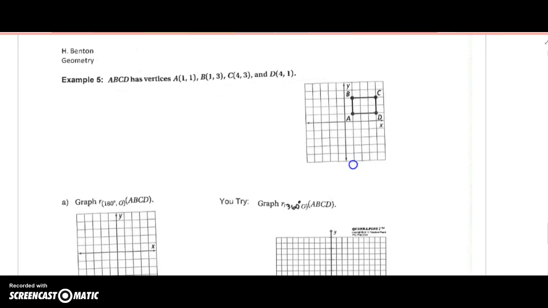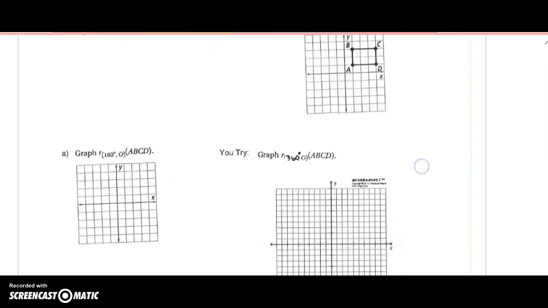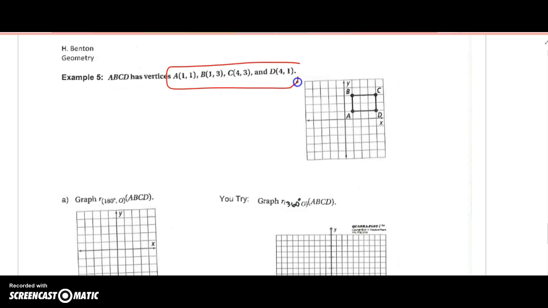So let's look here at example 5. We have shape ABCD as a rectangle. There are our vertices given to us. And we have two different ways we're going to rotate. So if we're going to rotate 180 degrees, you can go through and take all of these coordinates and just change them all to the opposite sign, which happens to be negative. So A is now negative 1, negative 1. B is now negative 1, negative 3. C is now negative 3. And D is now negative 4, negative 1.